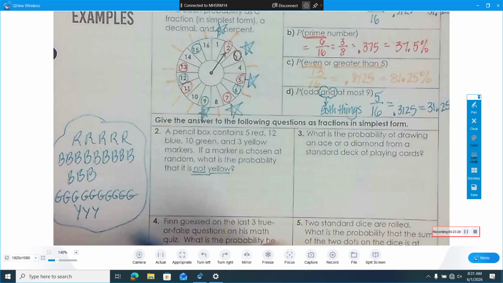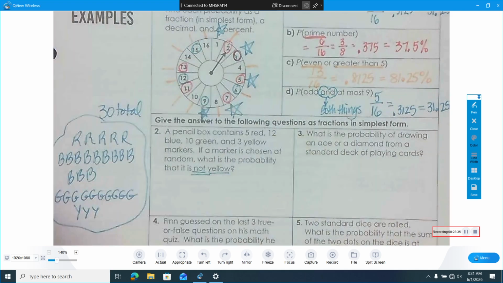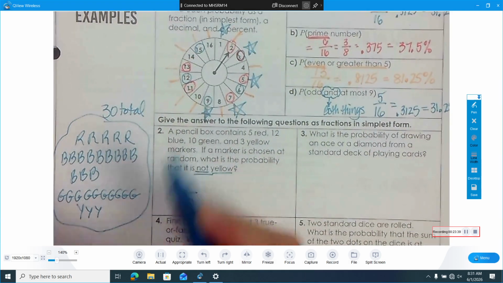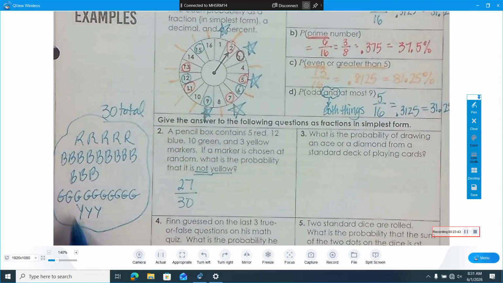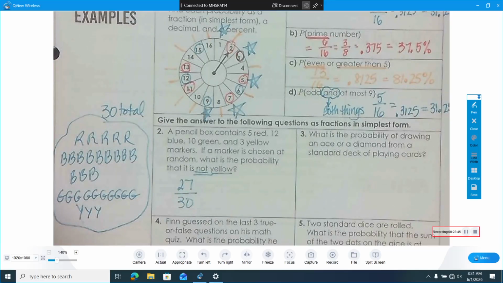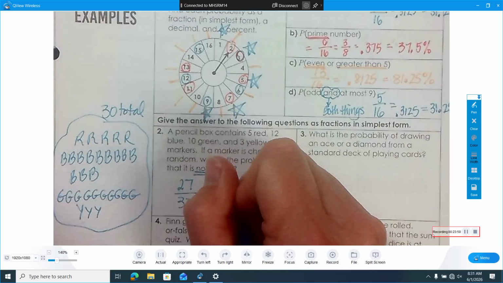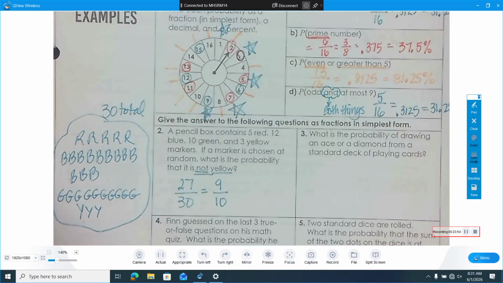Okay. So how many are in here total? 30 total. We always need a total amount, so we know that there's 30 to start. And how many of them are not yellow? 27 are not yellow. We just subtracted the 3 yellow out. That's very good. That reduces. I can divide by 3, so 9/10. That is our simplified fraction.